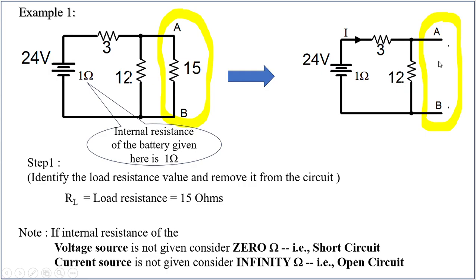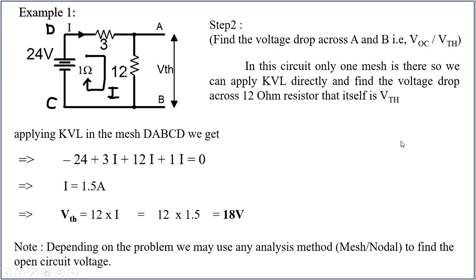RL is removed. Okay, so then the second step: find the voltage drop across A and B, which is also called the open circuit voltage, also called Thevenin's equivalent voltage. In this particular circuit, only one mesh is there. You can see A, B, C, D. This is the mesh. So one single mesh is there, and you can use KVL directly.